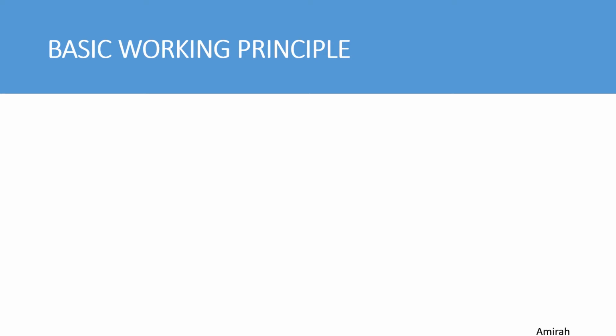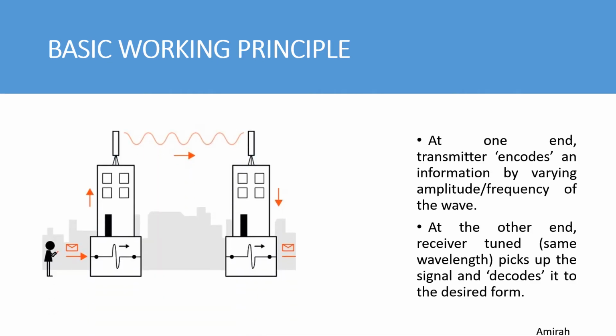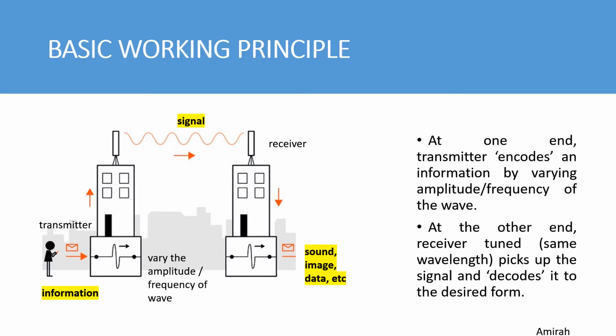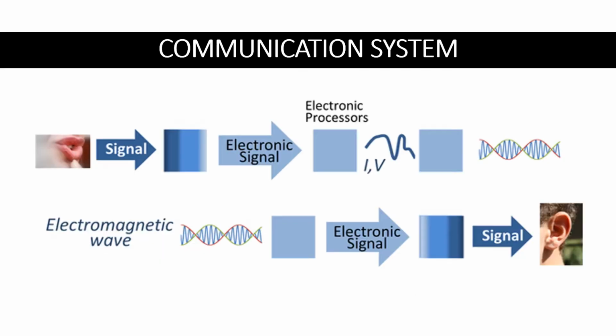Okay, firstly, we will look into the basic working principle of the communication devices. The picture shows, at one end, a transmitter encodes an information by varying amplitude or frequency of the wave. At the other end, a receiver tuned to the same wavelength will pick up the signal and decodes it back to the desired form, either sound, image, data, or other kind.